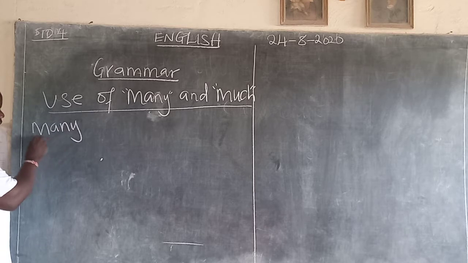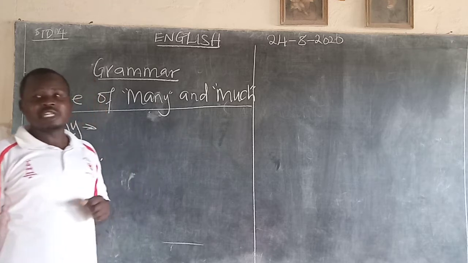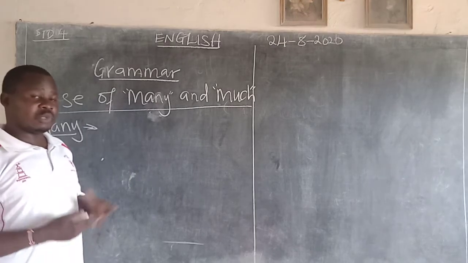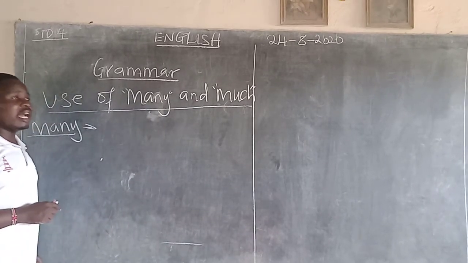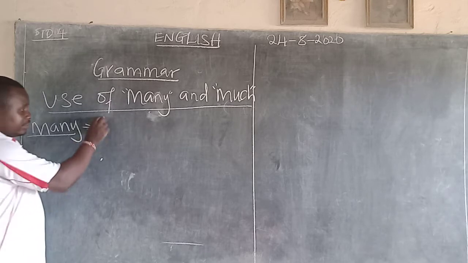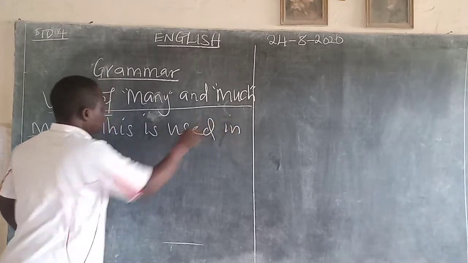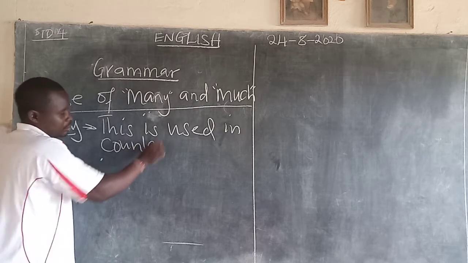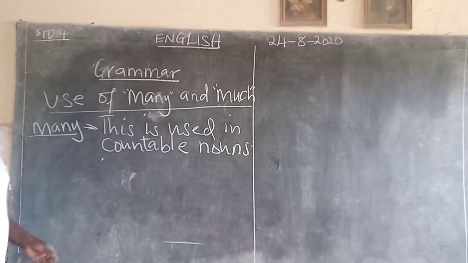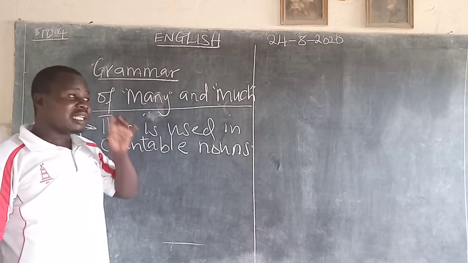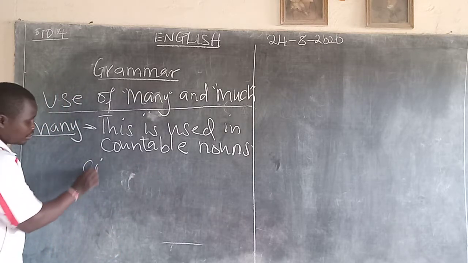Many. Now, many is used with countable nouns. And remember what we learned, we know what a noun is. A noun is a naming word. Now, many is used under countable nouns. What do I mean by countable nouns? Countable nouns are things that we can count.